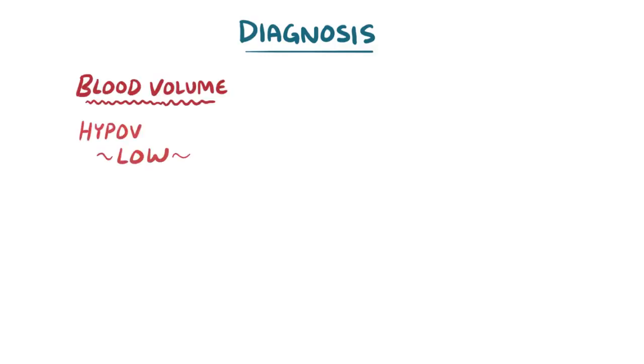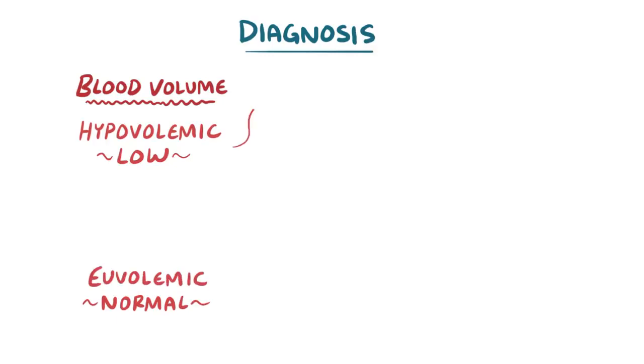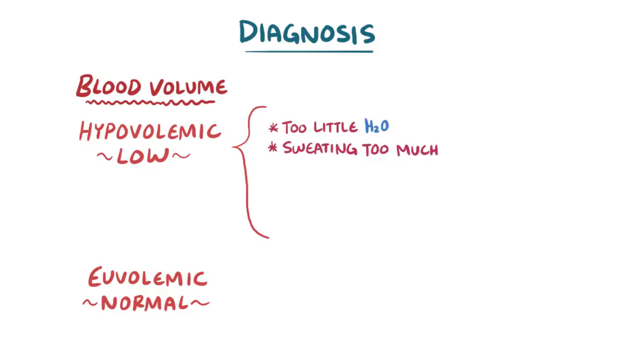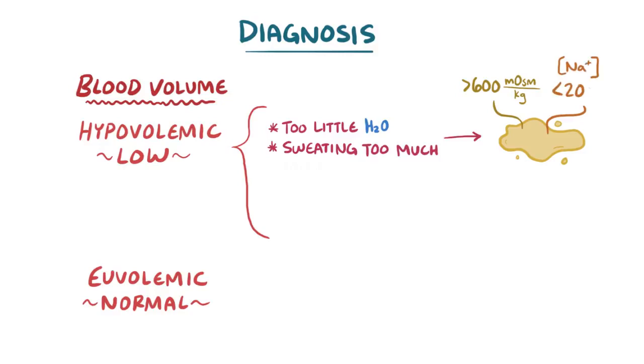The first step to diagnosing hypernatremia is to figure out if a person's intravascular volume is low, or hypovolemic, or normal, or euvolemic. If a person is hypovolemic, they're usually drinking too little water or sweating a lot, like on a hot day. In this situation, the kidneys are trying to hold on to water by peeing out thick, concentrated urine with osmolality of over 600 milliosmoles per kilogram. At the same time, the kidneys are also trying to preserve sodium, so they have a urine sodium concentration of less than 20 milliequivalents per liter.